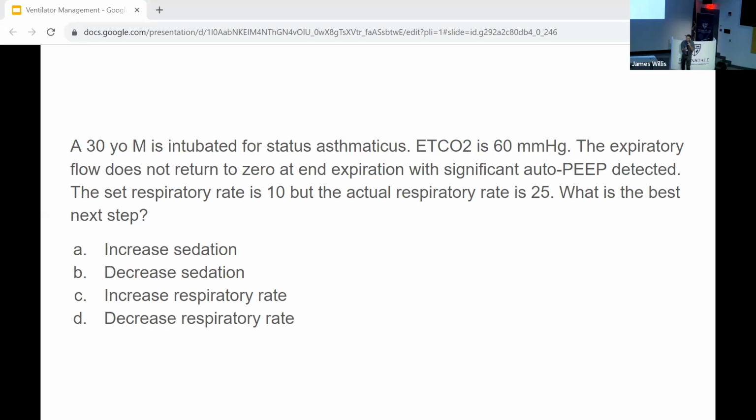30 minutes later, an hour later, they're not going to be comfortable. They're going to be even more miserable because now they're also intubated with all sorts of things happening. What's your plan? Increase sedation, decrease sedation, increase respiratory rate, or decrease respiratory rate?